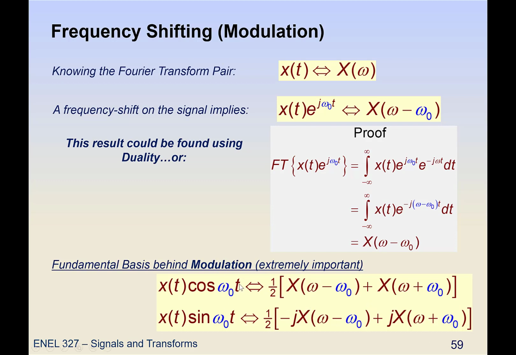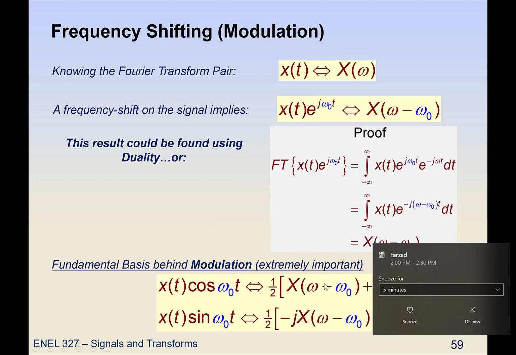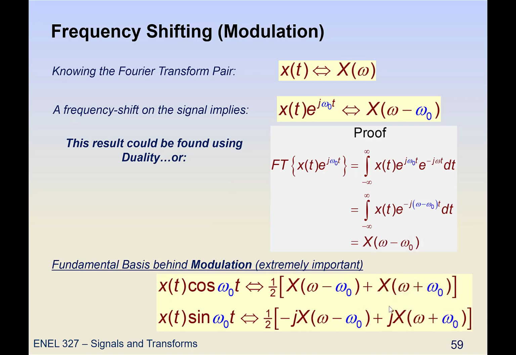Remember that that exponential, we can use that to construct a cosine and a sine. And if we do that, then this would give you the Fourier transforms of those modulated signals. And note that it is just the original spectrum shifted to a higher and lower frequency, or copies of the original spectrum shifted to higher and lower frequencies.